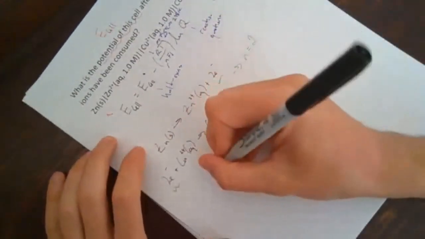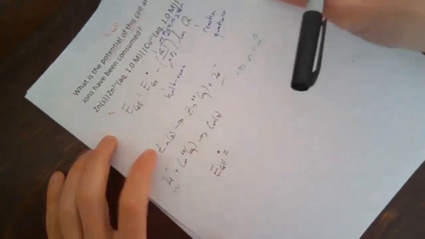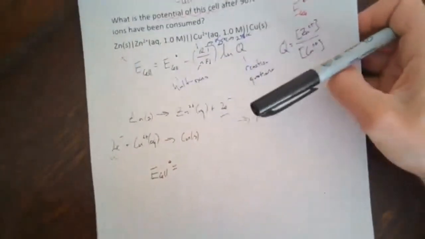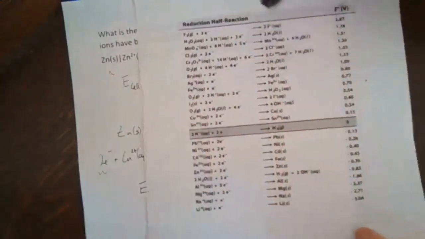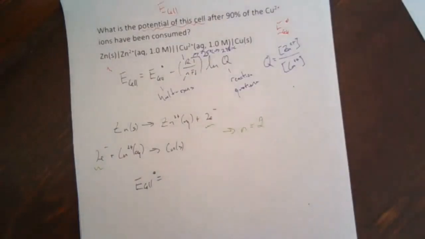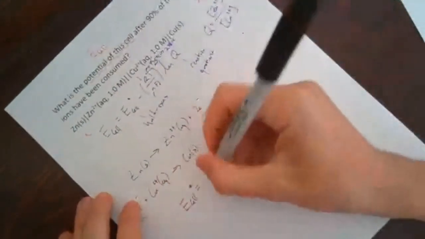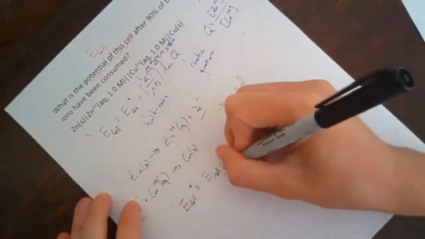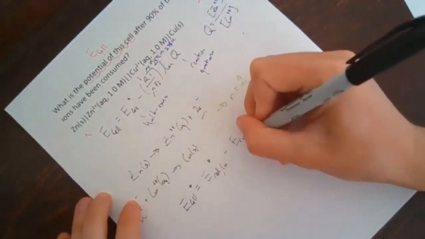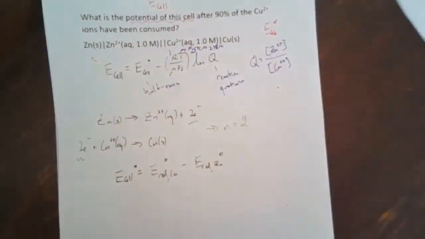The other thing is determining E cell naught. This is the reduction side, and this is the oxidation half reaction. Normally, if we were just told what the half reactions were, we could look up their reduction potentials and figure out which one wins and stays in the reduction direction. But that's already been decided for us. The copper stays in the reduction direction, minus the reduction potential of zinc, because we know that one gets swapped, which has already happened.